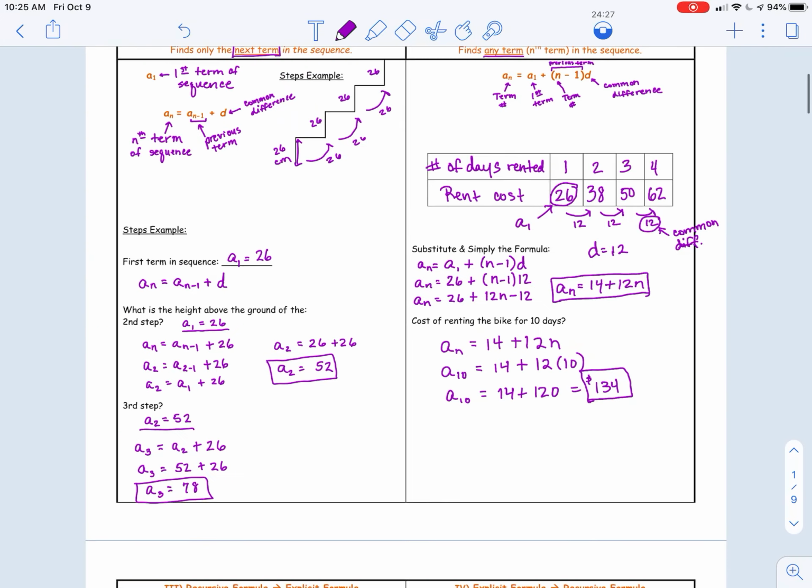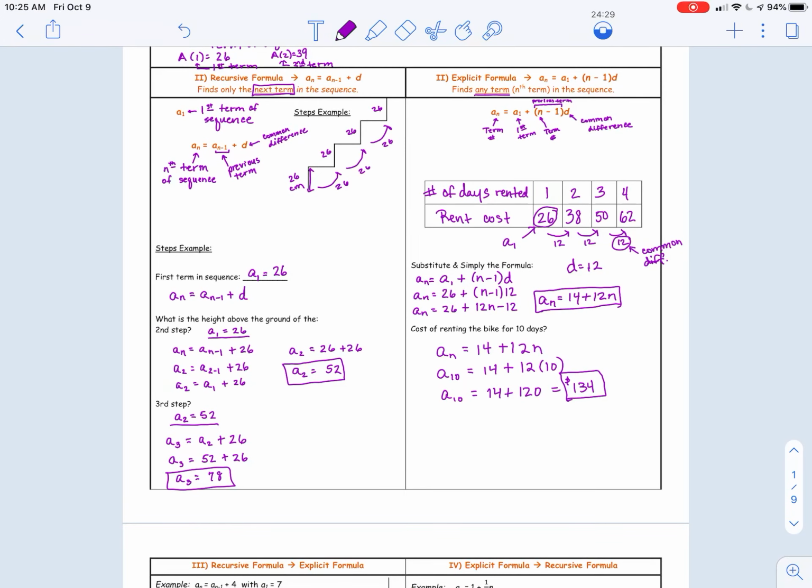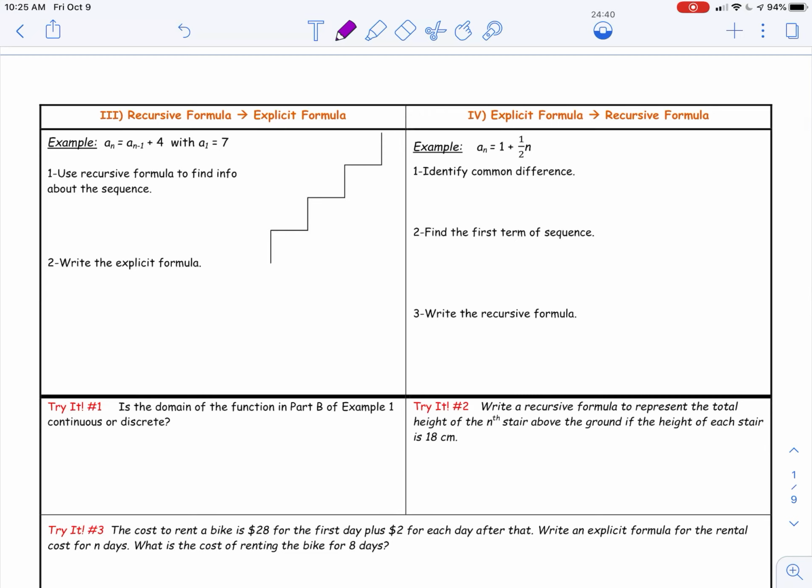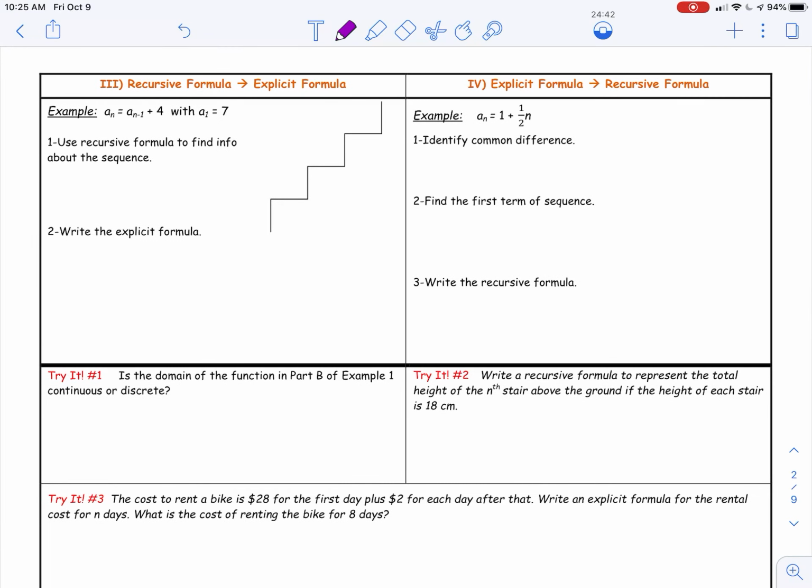Okay? So you see, I couldn't have used the recursive formula for that as nicely because I'd have to go one term at a time until I got to the 10th term. Well, who wants to do that? So in this case, the explicit formula turns out very nicely for us. All right, now, in the next section, what we're going to learn how to do is to go back and forth between each formula.